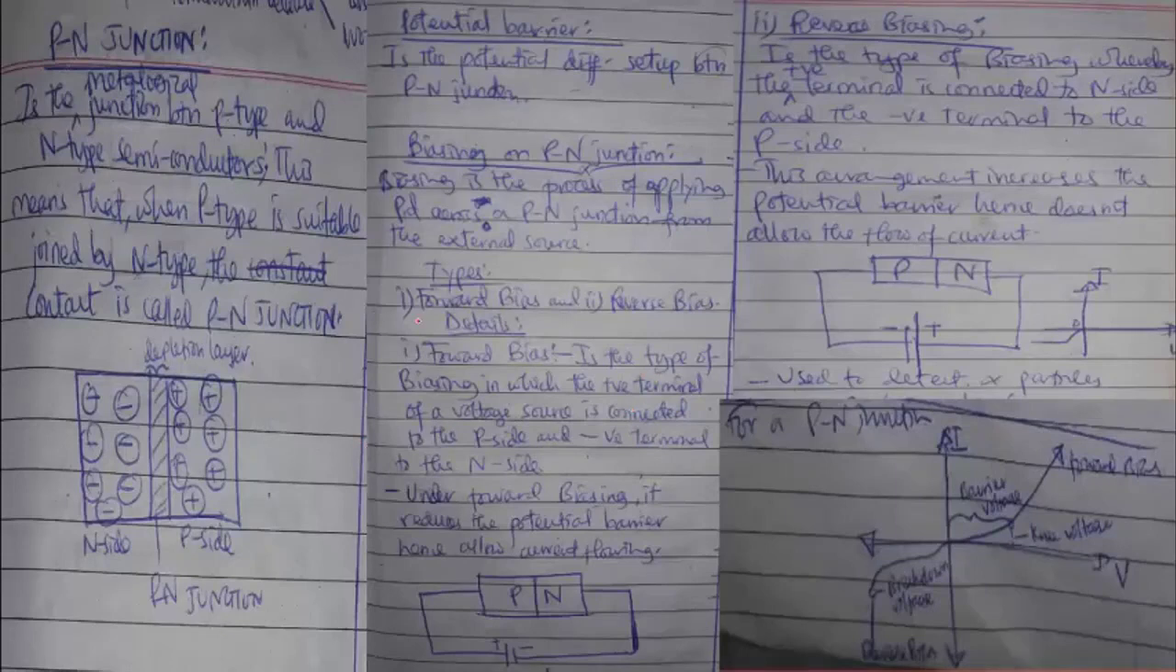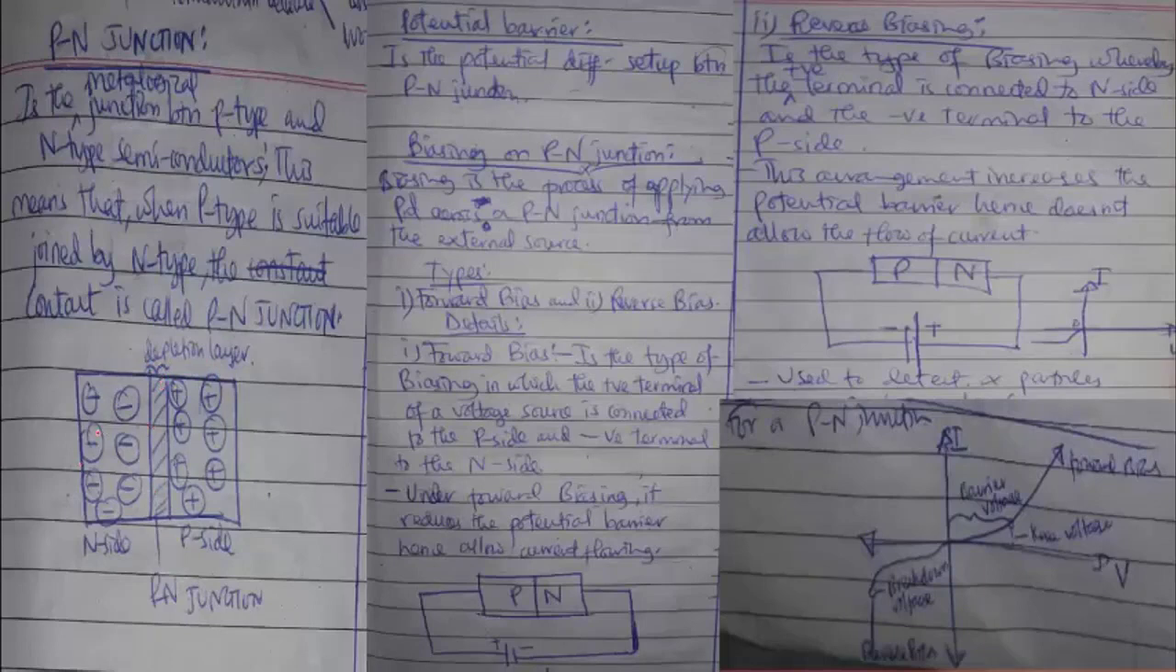So it is a metallurgical junction between p-type and n-type semiconductors. This means that when p-type is suitably joined to n-type, the contact is called a p-n junction. So this is the p-n junction, and between it forms what we call a depletion layer. This depletion layer is a layer that is free of charge carriers.